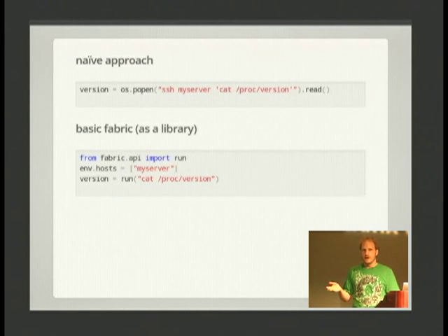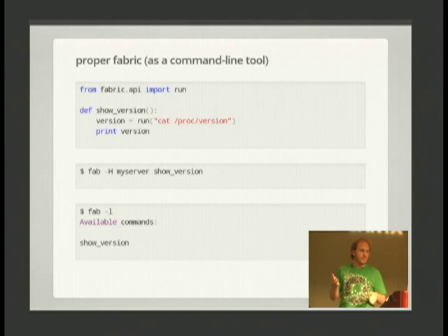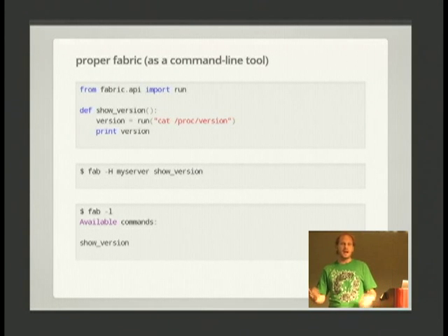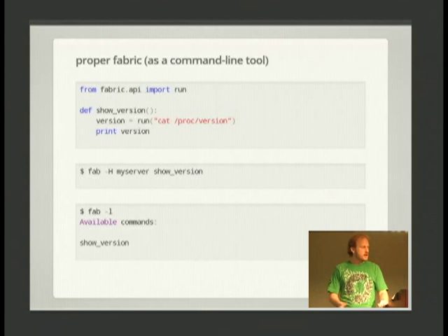But this is not the best way to use Fabric. The best way is to use it actually as a command line tool. So we define a function which does this magic run command, and we can invoke that function over the command line, specifying the server we want to connect to and what kind of stuff to execute there. If you call fab -l, it lists all the different commands you have available to run on different servers. So this is proper Fabric, so to speak. A bit old-fashioned, because Fabric changed a lot lately, but it doesn't matter for my talk.